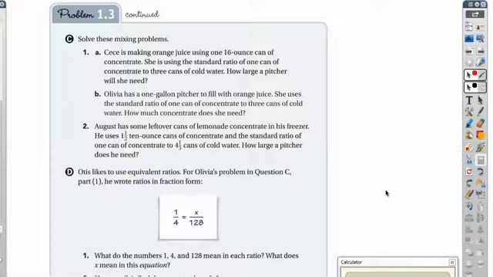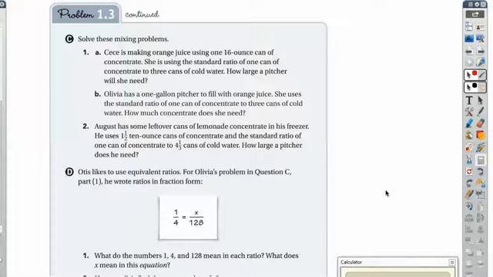Okay, so Cease is making orange juice using one 16-ounce can of concentrate. She's using the standard ratio of 1 can to 3 cans of cold water. How large a pitcher will she need?